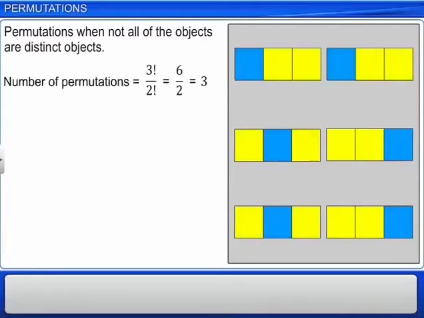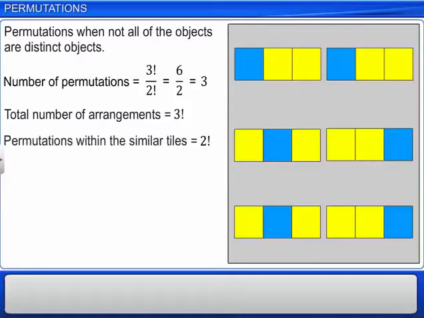Therefore, the number of permutations is equal to 3 factorial divided by 2 factorial. Here, 3 factorial relates to the total number of arrangements, while 2 factorial relates to the permutations within similar tiles. This is evident from the figures.